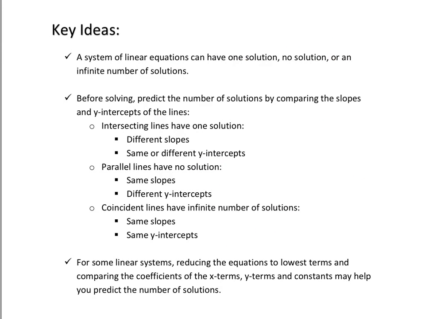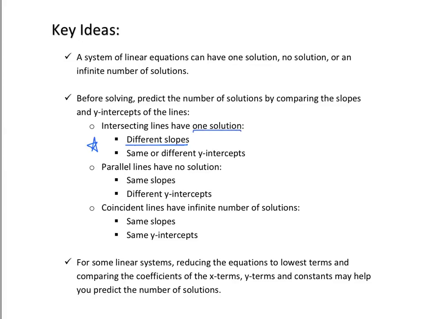So in conclusion, for lesson 8.3, we have some key ideas. For the first one, a system of linear equations can have one solution, no solution, or an infinite number of solutions, depending on what the two lines look like compared to each other. Before solving, you can predict the number of solutions by comparing the slopes and y-intercepts of the lines' equations. If they're intersecting lines that have one solution, the equations will have different slopes and the same or different y-intercepts. It's the slopes that are different that will clue you into this one.